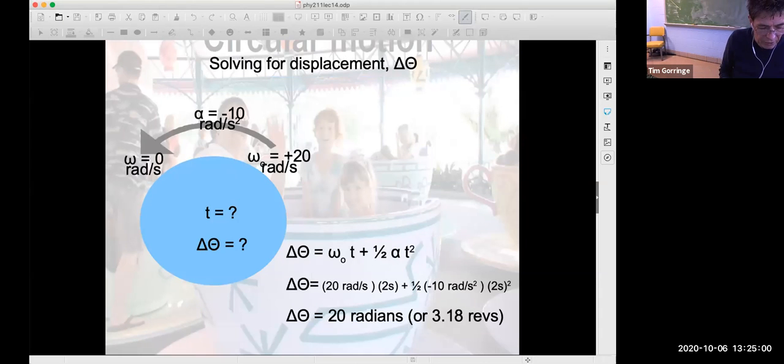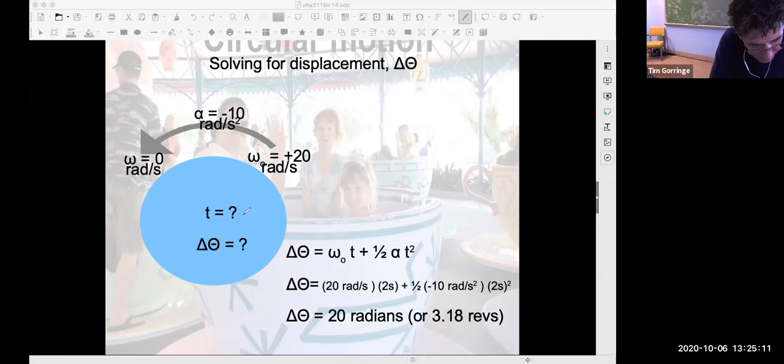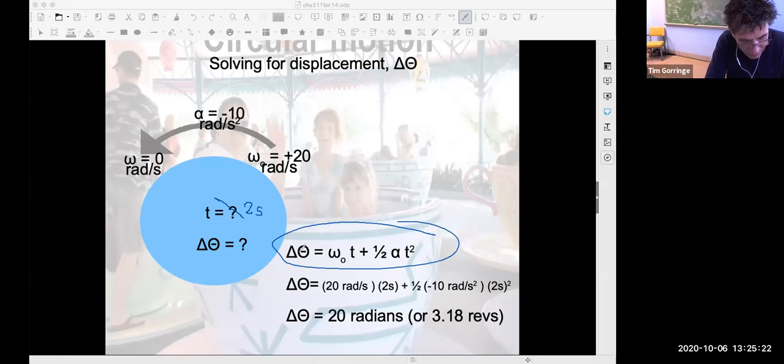And here's that calculation. So now I can add to the information I know that the time is 2 seconds. So that's kind of handy. And so I can look at this equation of motion. This is the change in the angular position. This is the angular displacement, the quantity I want. And it's going to be determined by the initial angular velocity, the angular acceleration, and the elapsed time. And I know all of these quantities. And so I can just plug those in.